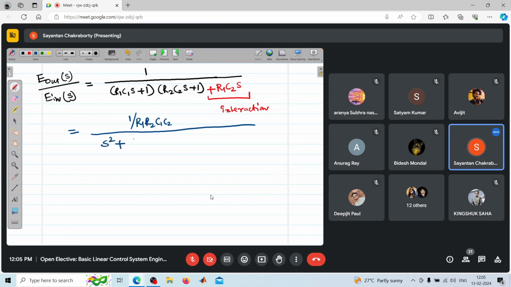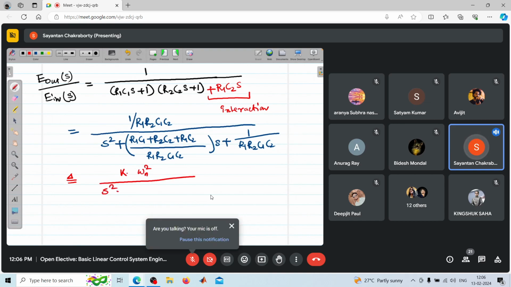S square plus R1 C1 R2 C2 plus R1 C2 by R1 S plus 1 by. Now I am taking this particular form or representing the transfer function in this particular form because we have a standard definition of a transfer function in this form. We'll discuss about this later.